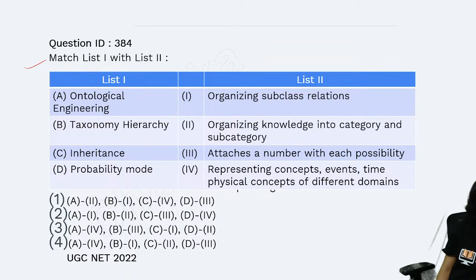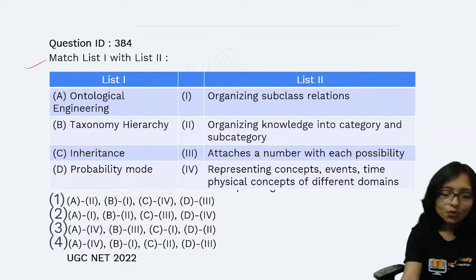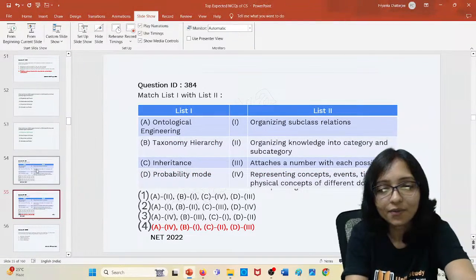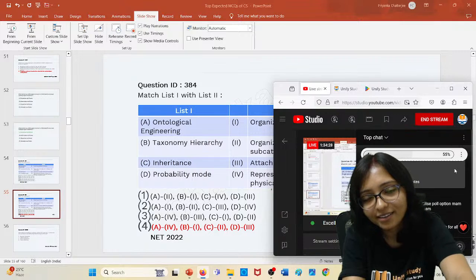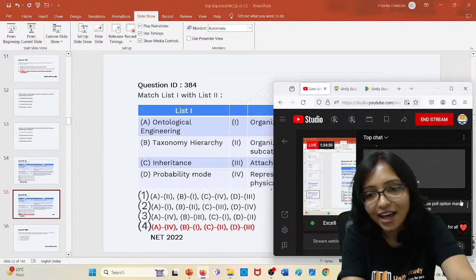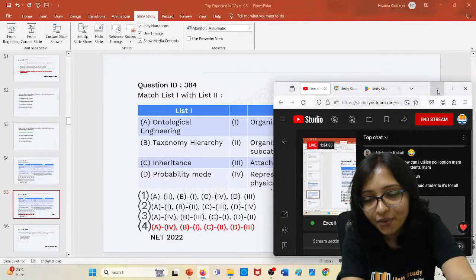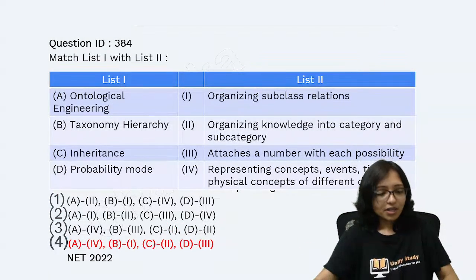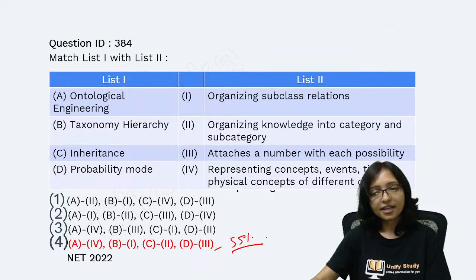Ten, 9, 8, 7, 6, 5, 4, 3, 2, 1 and 0. Your time stopped now. You can't answer now. End the poll. And I can see how many of you did correct. Only 5% correct answer. Oh my god. Why only 5% correct answer? Sorry, not 5%, 55% correct answer.